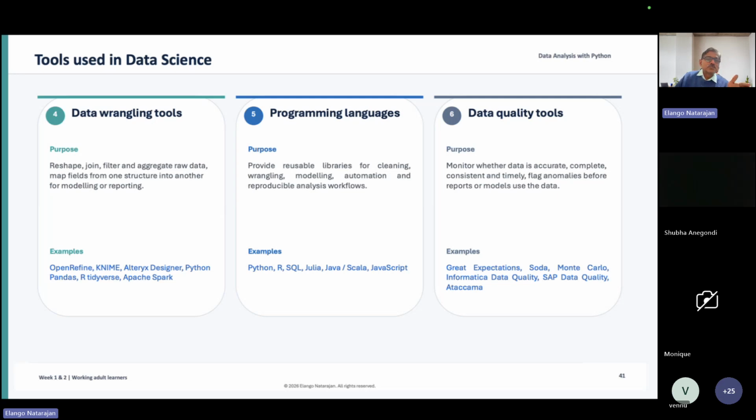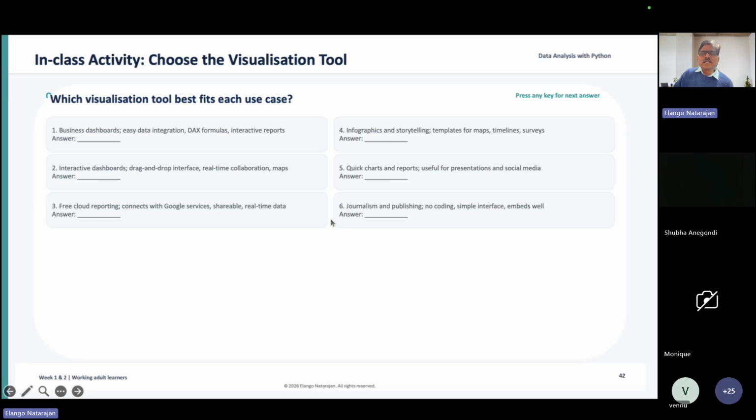So these are some software we can use. Then for programming, you all know the programming languages: Python, SQL, Java, JavaScript, all of these we use. We have some data quality tools to monitor whether data is accurate, complete, and consistent. To ensure the quality of our data, we can use other tools, like Collibra, or you can use the SAP data quality tool, which will confirm your data quality. So various tools are available already, but it's not necessary to work with all the tools.